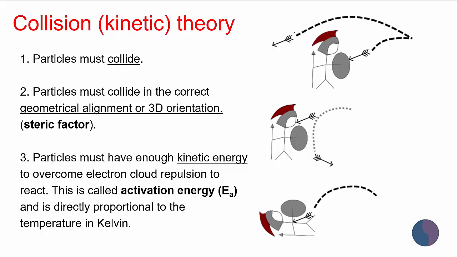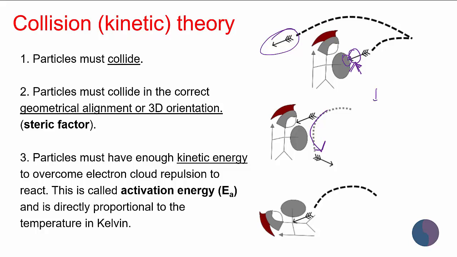So here I've just got a picture of the particles meeting, and here the two things actually combine, actually get physically close enough to touch each other. The second thing is that they must hit in the correct place. So I've tried to illustrate that by hitting the shield, and this one actually hitting the guy. All right, not hitting his armor. And so we call that the correct 3D alignment or 3D orientation.